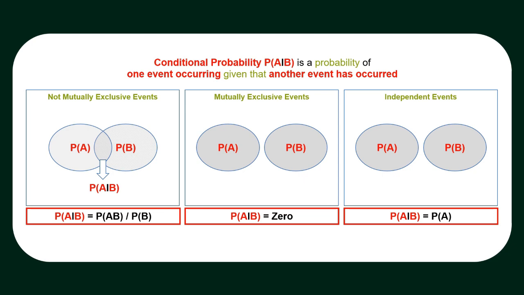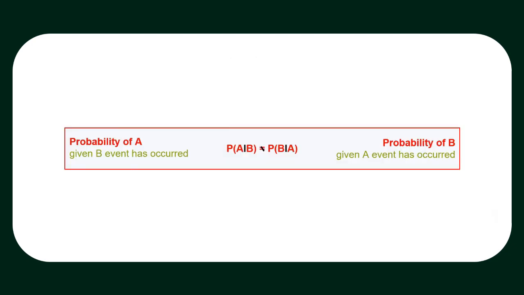Now, in the case of mutually exclusive events, conditional probability is 0 because both events cannot happen in this case. Finally, in the case of independent events, probability of event A is conditional probability, which is probability of event A occurring given event B has occurred. This is because event A and B are independent. It should be noted, probability of event A given B event has occurred is not equal to probability of event B given A event has occurred.